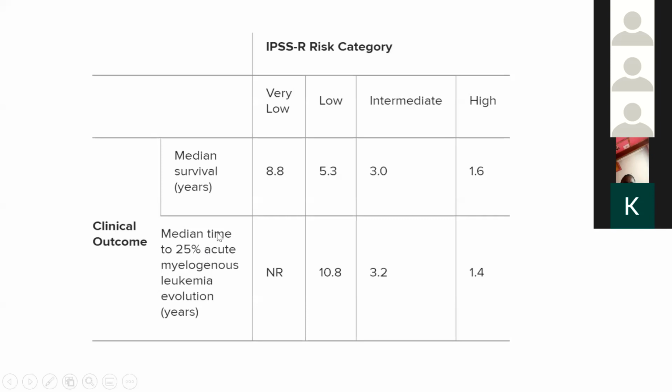Then the high risk group, remember I told you they have very low survival. The median here is 1.6, and this is in a good center where they're able to give good supportive care. In our center, they actually do not survive very long, especially because of lack of good enough supportive care. And the risk for them transforming to acute myeloid leukemia is 1.4.